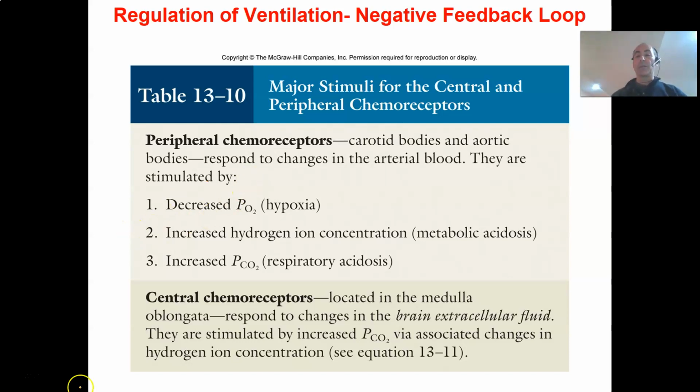The carotid bodies sense the change in the CO2 first.